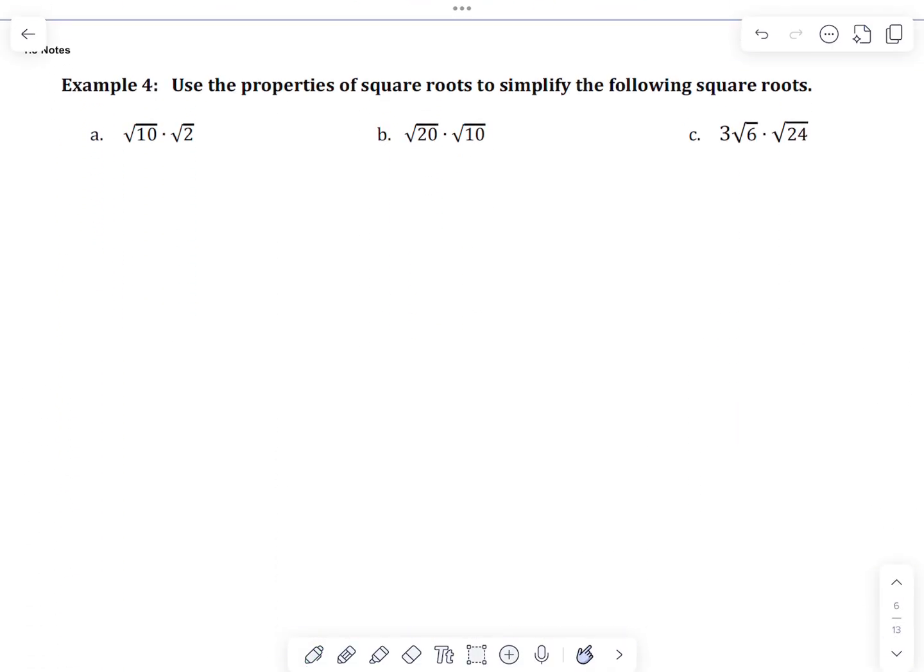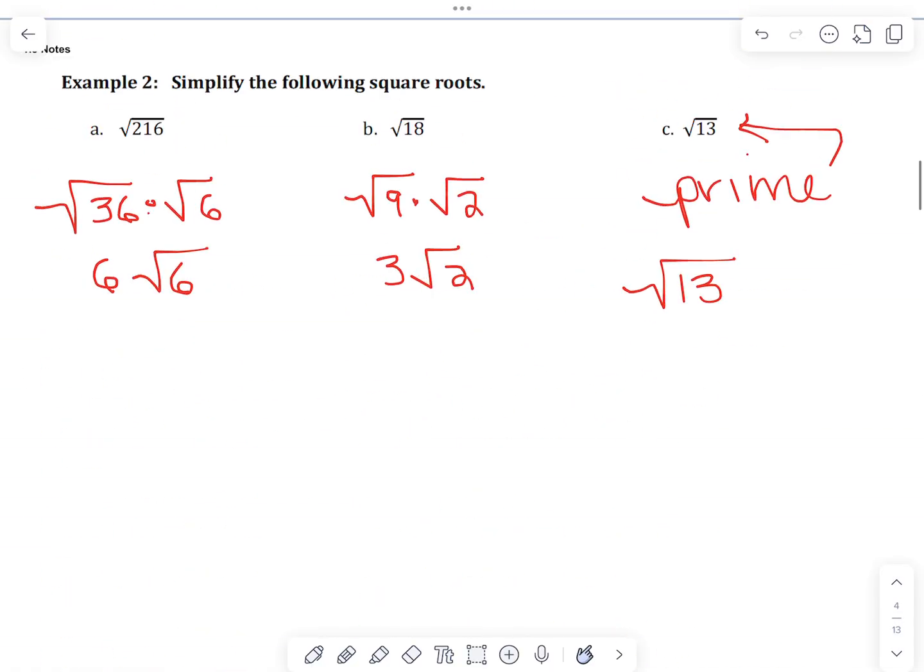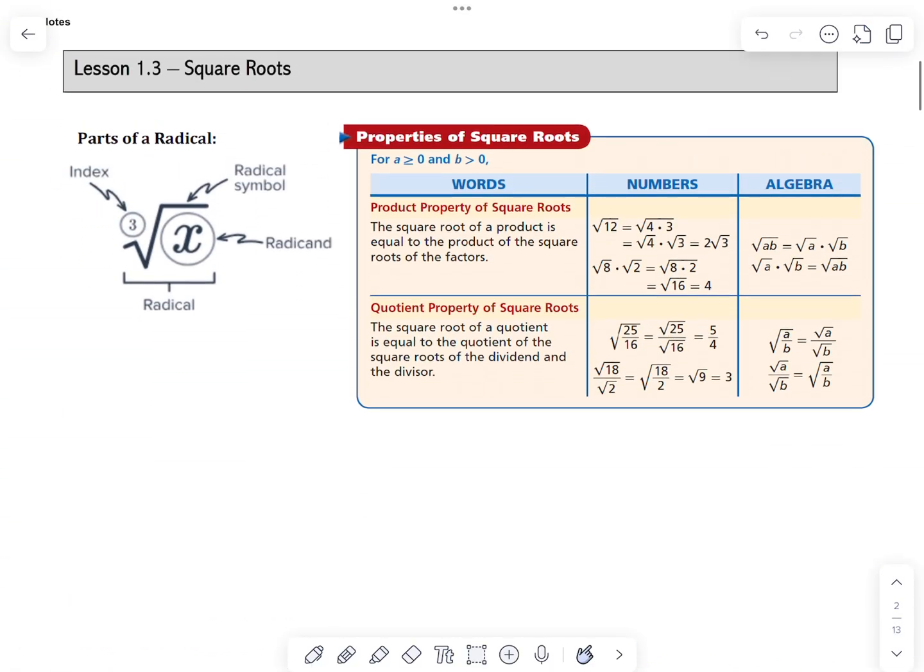So again, we're multiplying this front number after we reduce. Okay, example 4. Notice now we have two square roots, and what we want to do is condense the two radicals together using our product property. So if we go back up to our product property here, we can take two radicals and combine them into one radical.